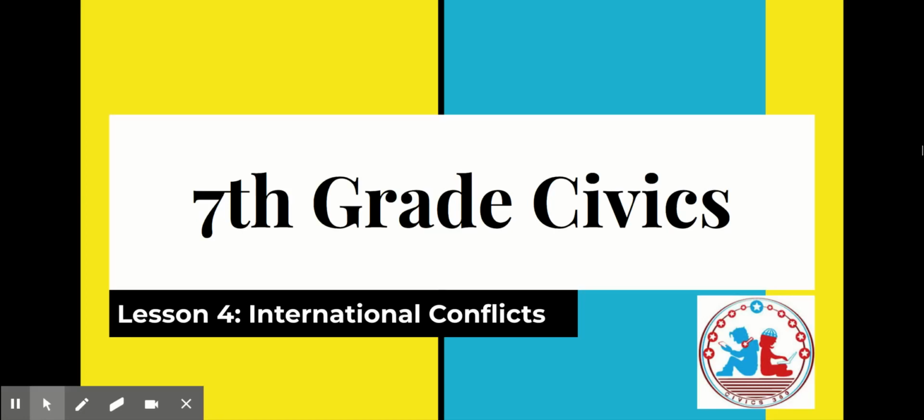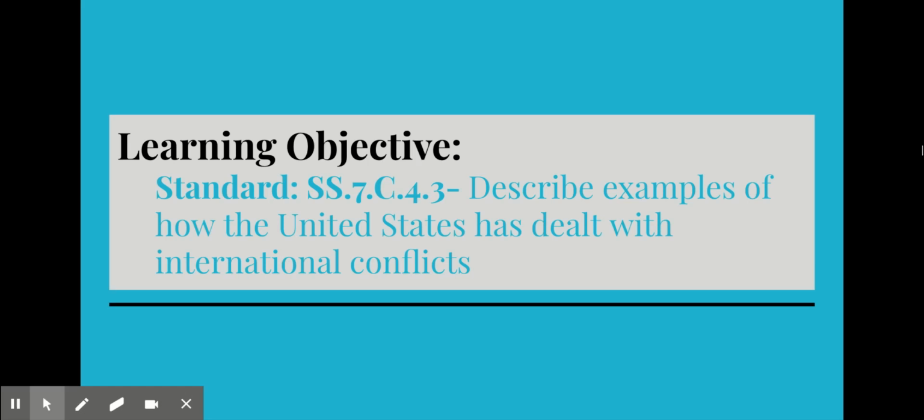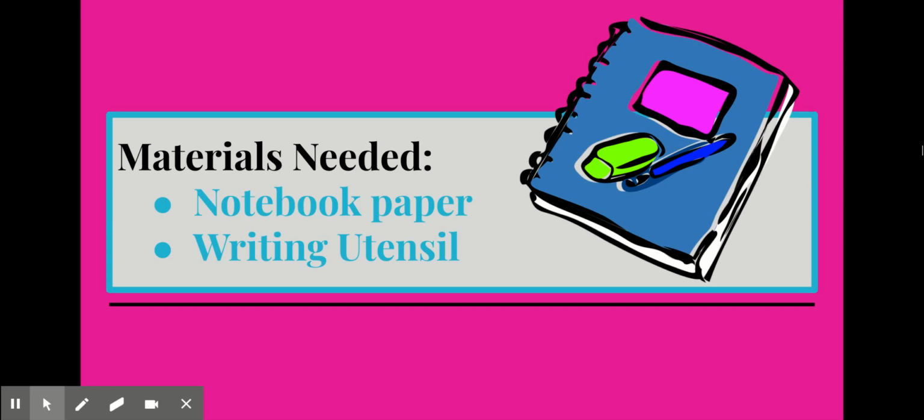Welcome to the 7th grade civics lesson on international conflicts. For this video, we will be focusing on Standard 4.3, how the United States has dealt with international conflicts. To follow along and participate, you will need notebook paper and a writing utensil.